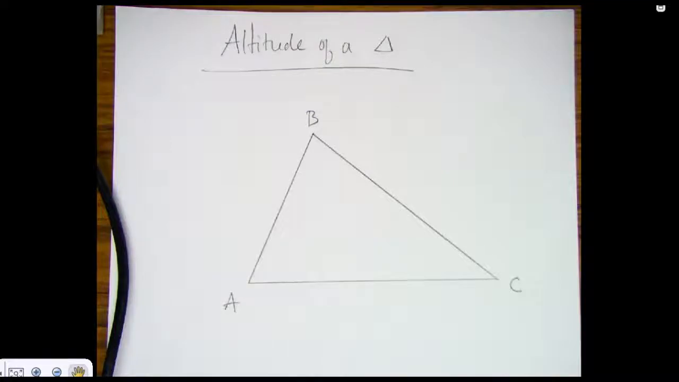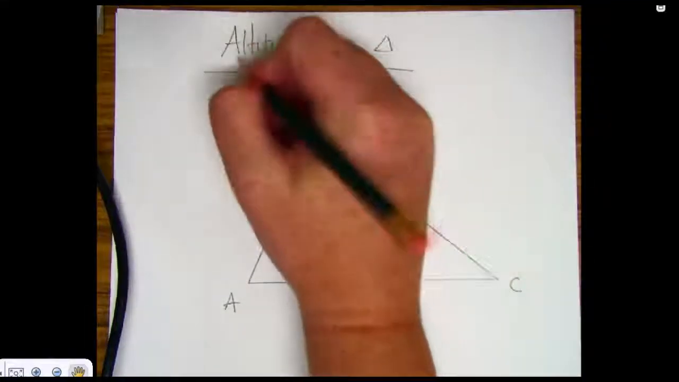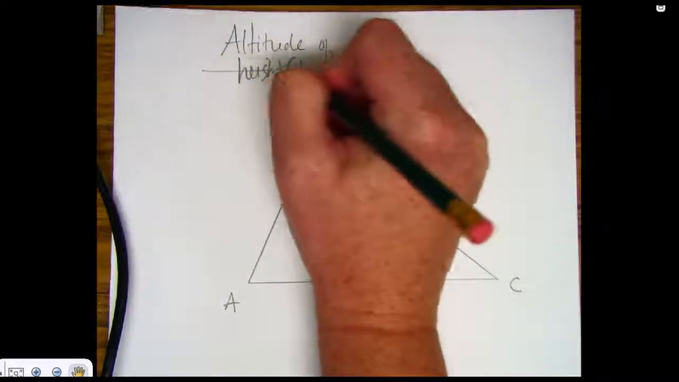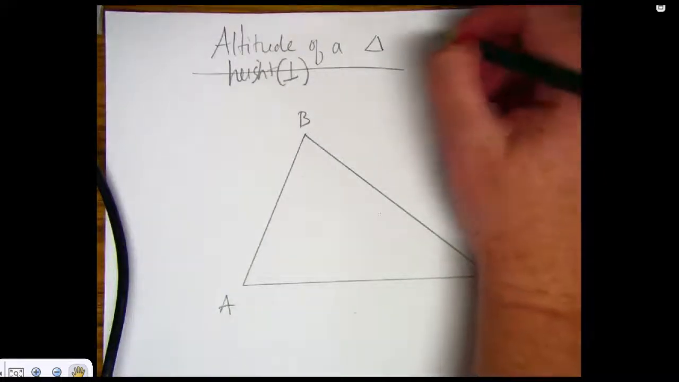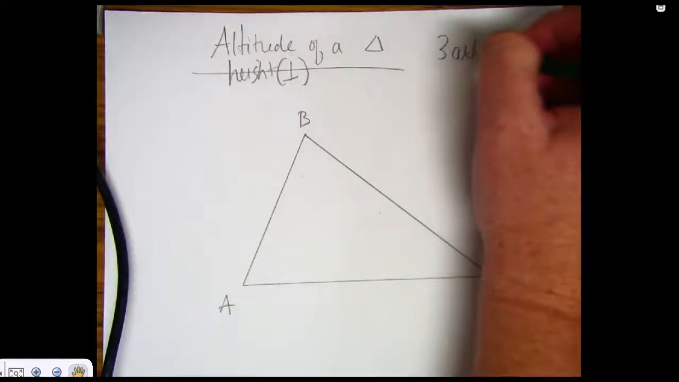Alright guys, this is about the altitude of a triangle. The altitude of a triangle is the height of the triangle. And a height always has to be perpendicular. And it has to come from one of the vertices. So a triangle actually has 3 altitudes.